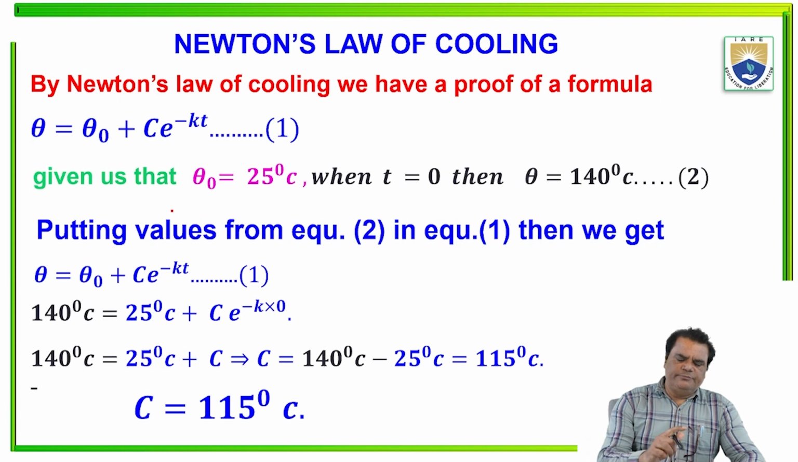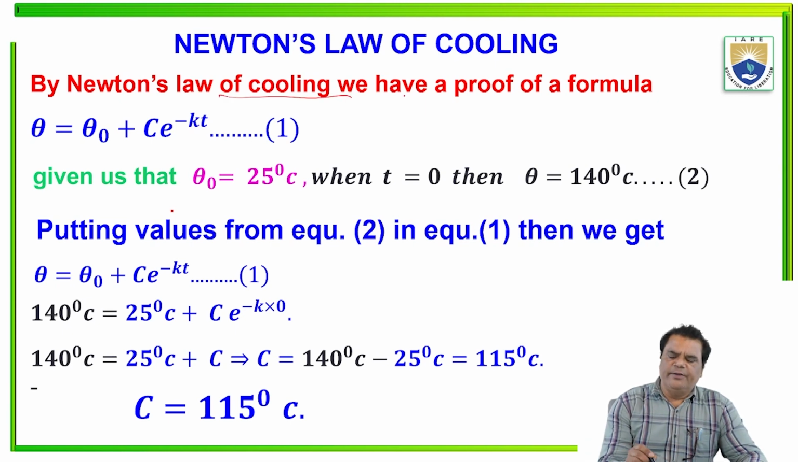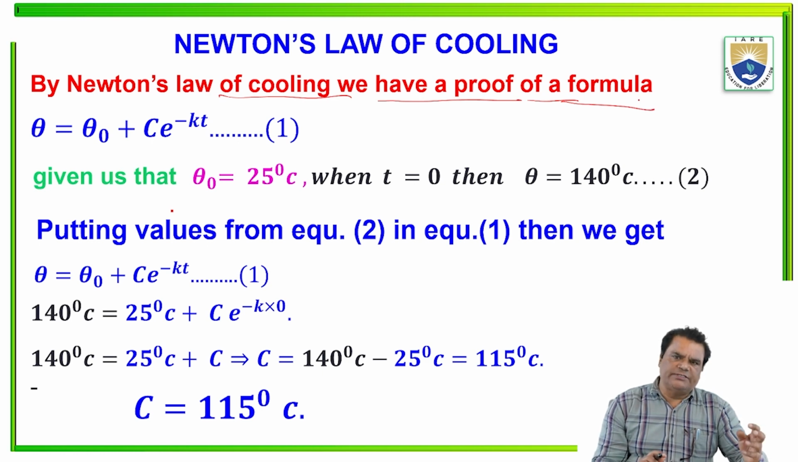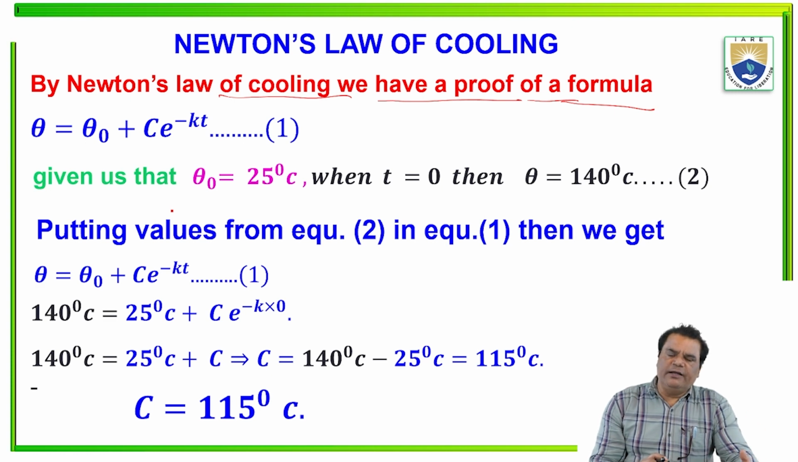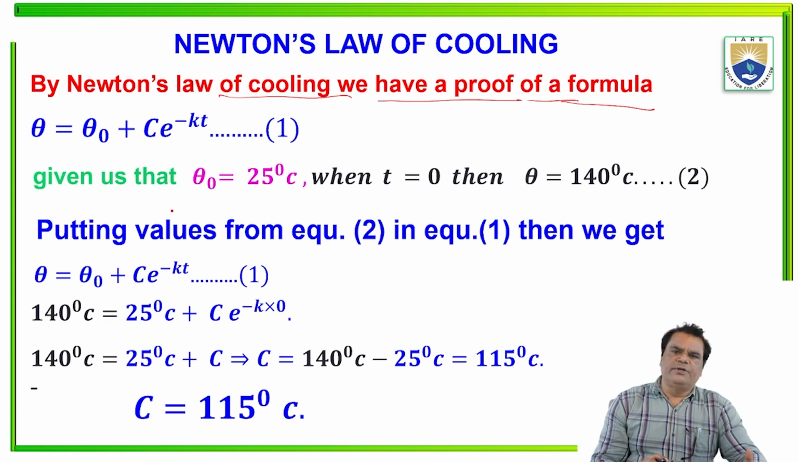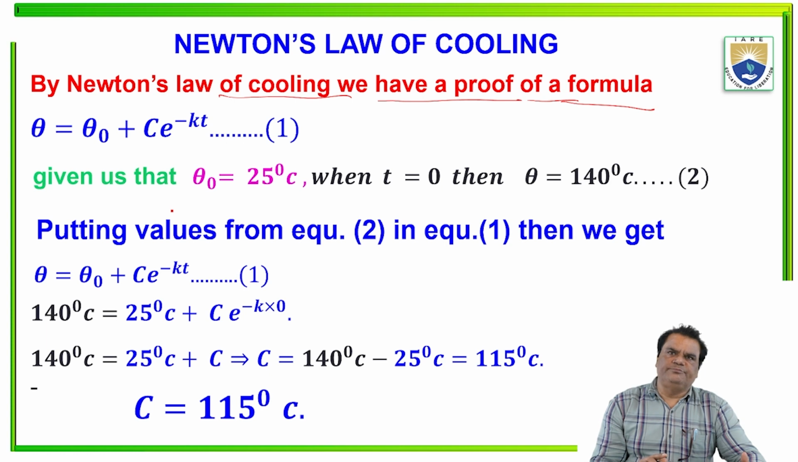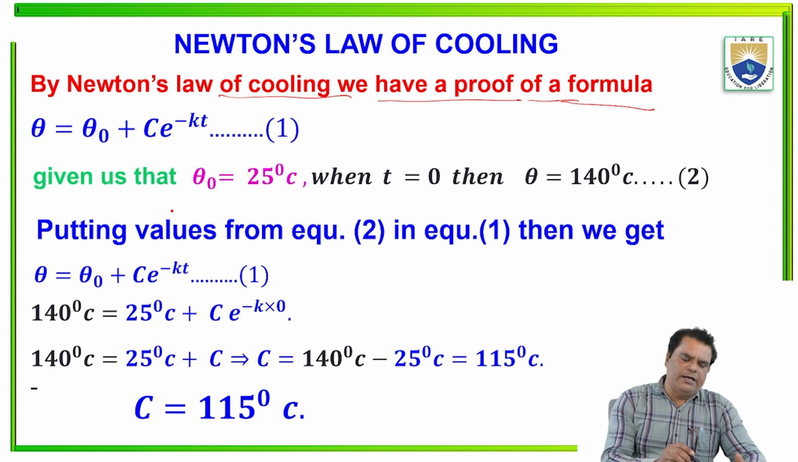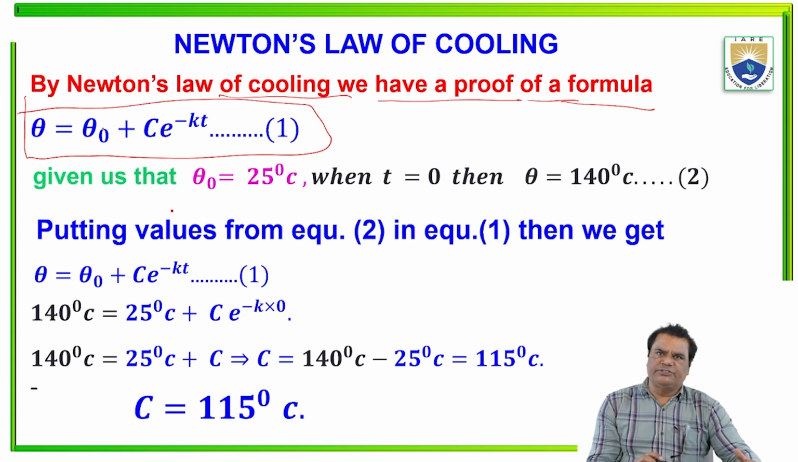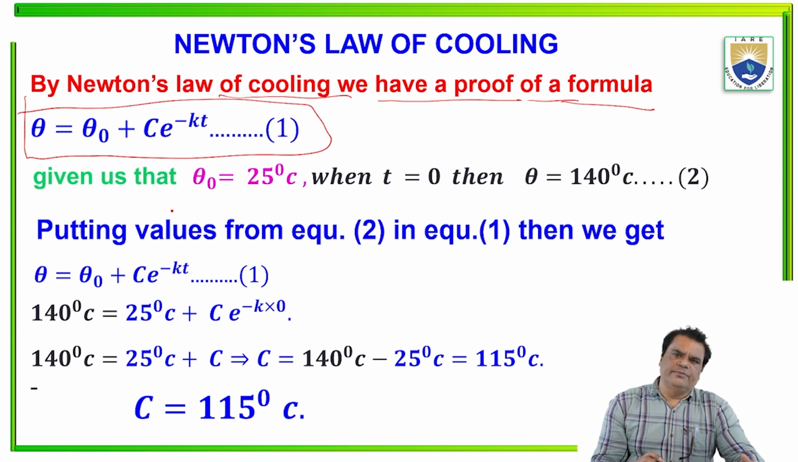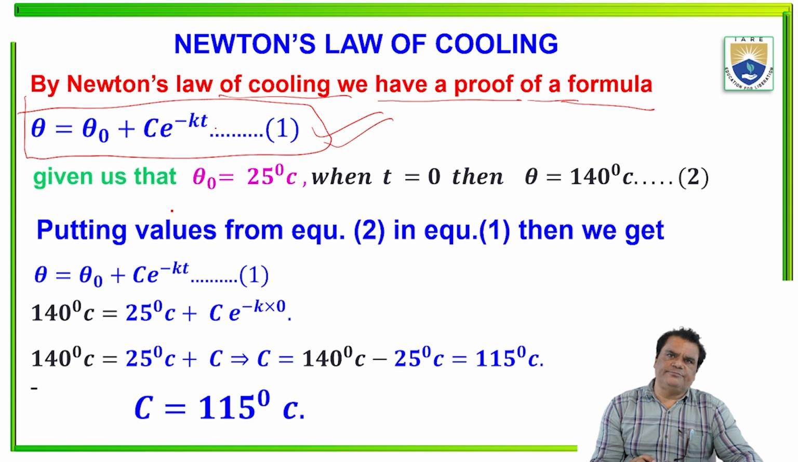Next, Newton's law of cooling. In this lecture we first proved a formula, known as Newton's law of cooling formula. That is a very famous formula. The formula is theta equal to theta naught plus c e to the power minus kt. That is represented by equation 1.